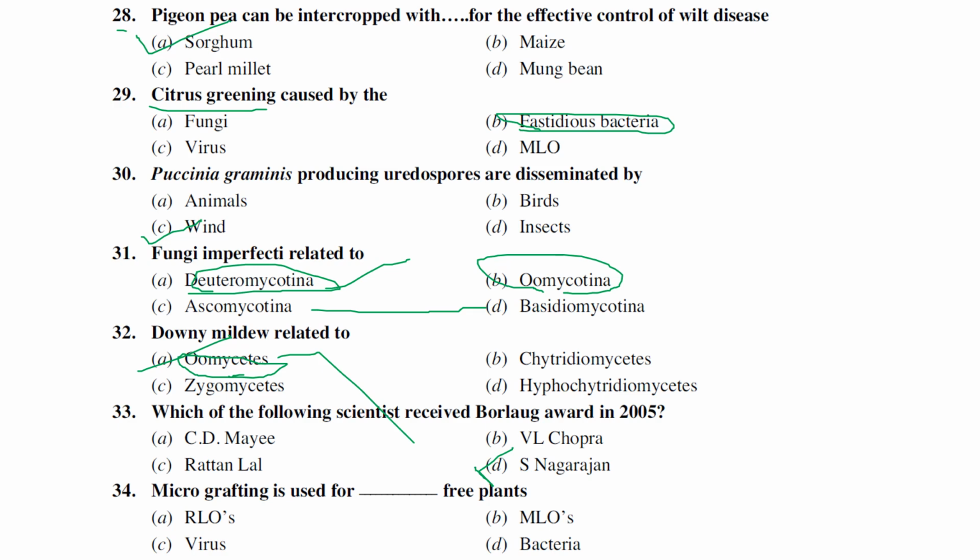So the next one is, micrografting is used for the management of dash-free plants: RLO, MLO, virus, bacteria. I think micrografting is generally recommended for virus-free plants.